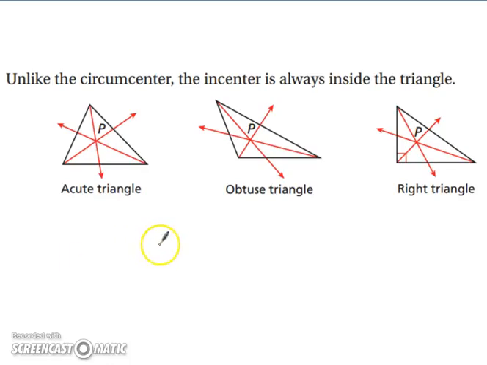What's really cool about the incenter is no matter whether you have an acute, an obtuse, or a right triangle, it is always in the center. It's in the center, incenter. Always in the center. So let's practice using this one.